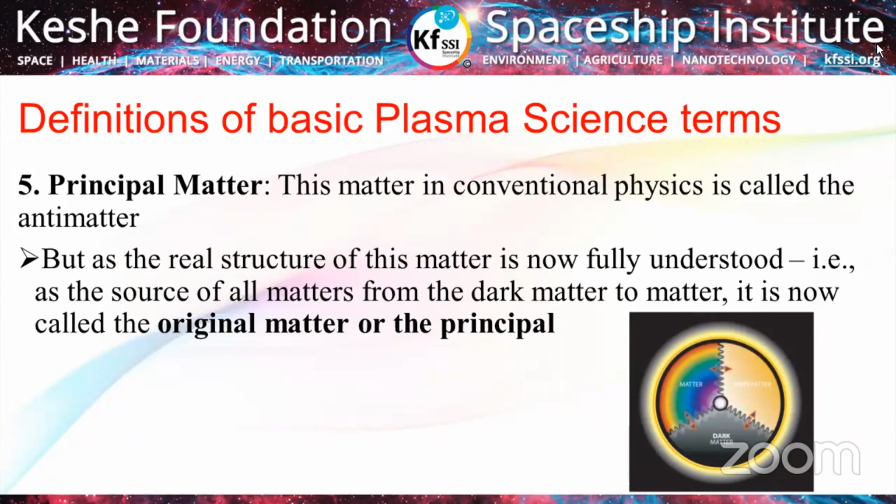So as the real structure of this matter is now fully understood, it is the source of all matters, from the dark matter to matter. It is now called the original matter or the principle. That is what was known as the antimatter. Now known, due to Mr. Keshe's technology of plasma science and technology, it's no longer antimatter. There can never be antimatter. That term itself does not make sense. What is not matter cannot be antimatter. So it's the original or the principal matter, and other matters come from that.